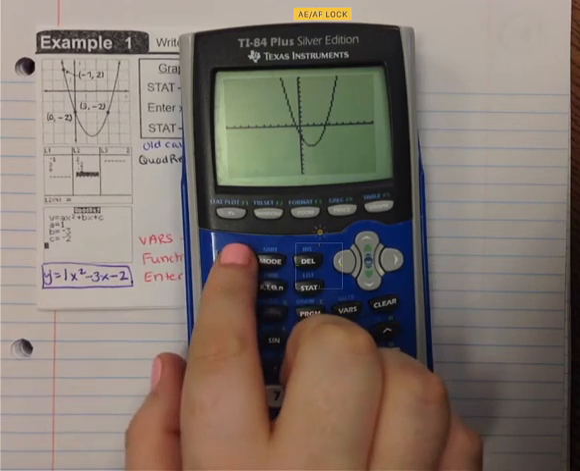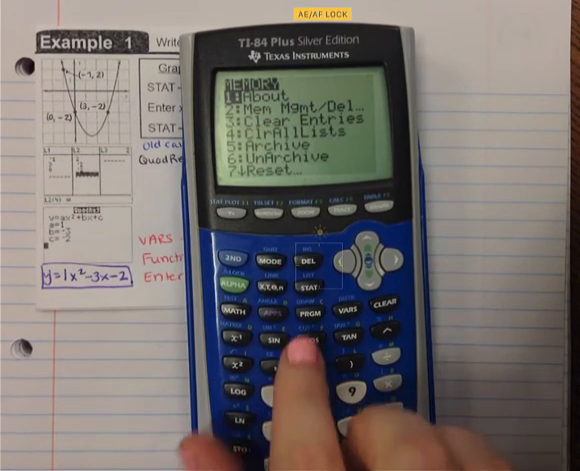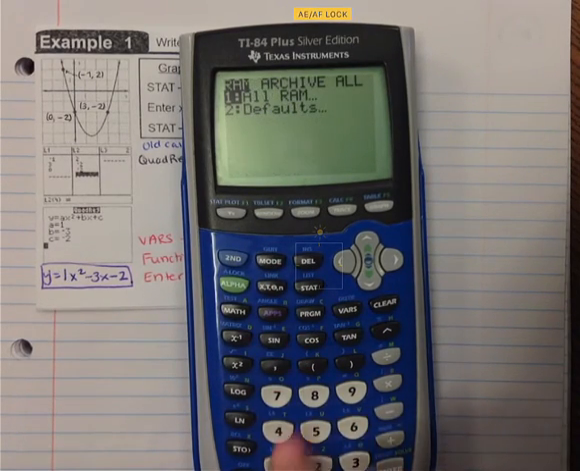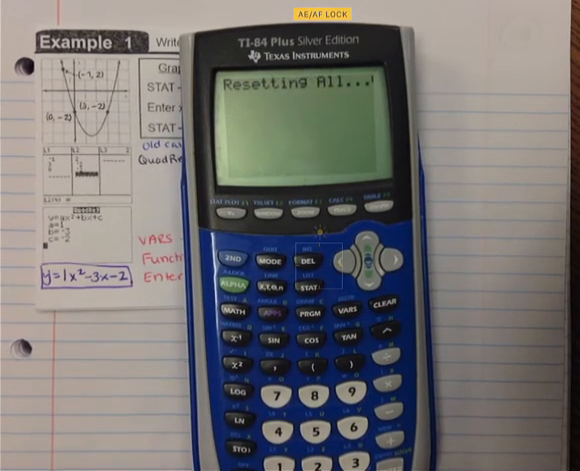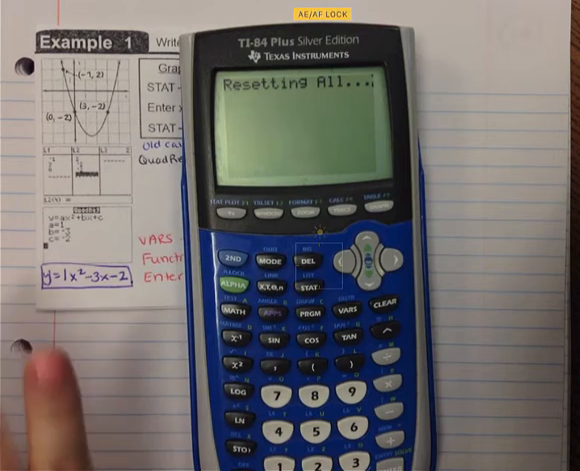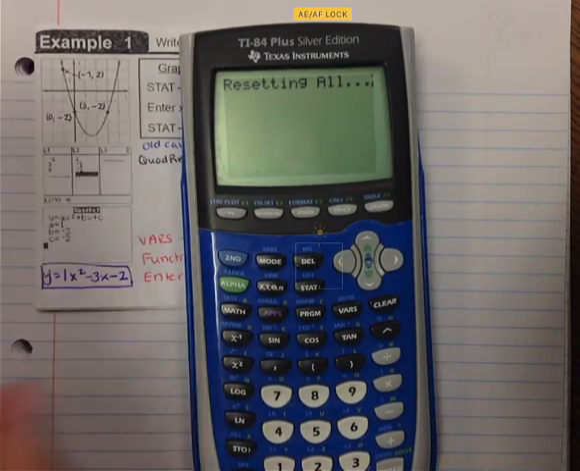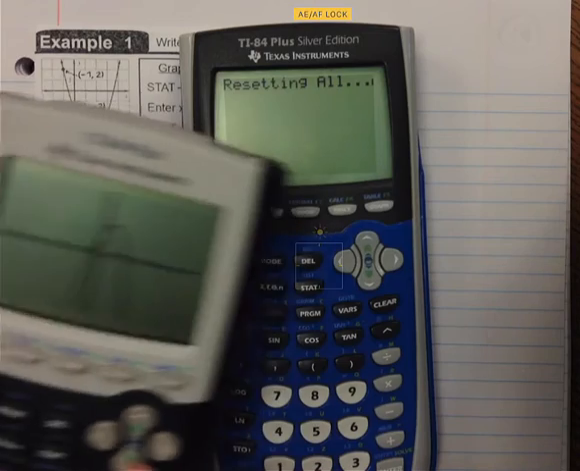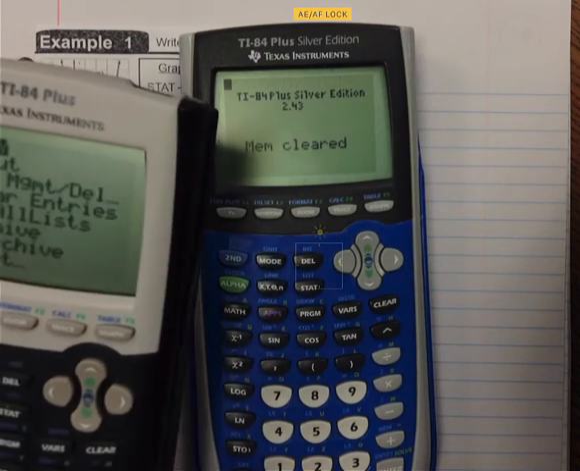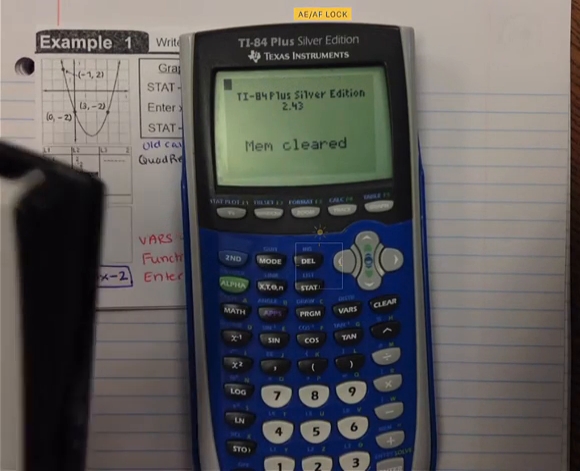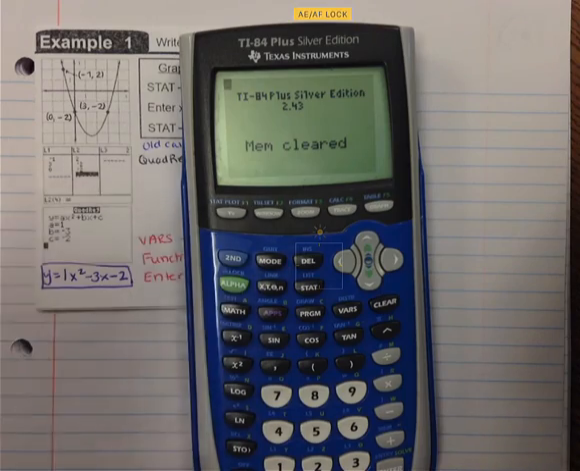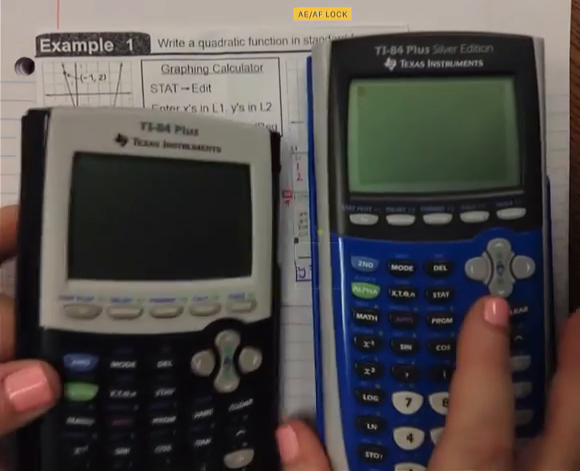What I'm going to do is press second plus 7, go over to all, 1, 2. I'm resetting all of my memory. I'm going to do this problem again. That means that everything has been cleared out. I'm going to do the same thing on this one. So I'm going to press second plus 7, go over to all, 1, 2. And so now I have both of them cleared out.